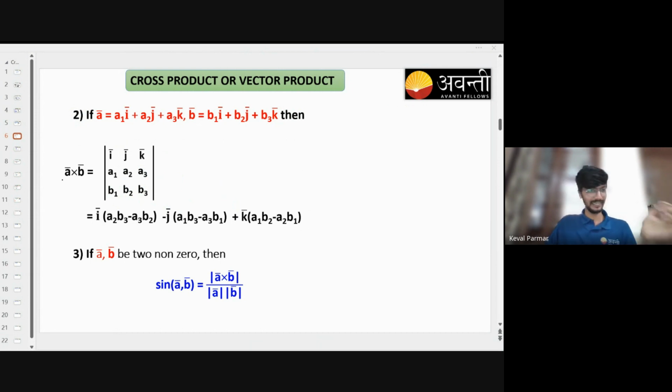Then we can easily write A cross B as a determinant. The first row will be i j k, the second row will be the coefficients of A vector, the third row will be the coefficients of B vector. And as we all know, by solving the determinant, we can easily get the value of A cross B. Correct?